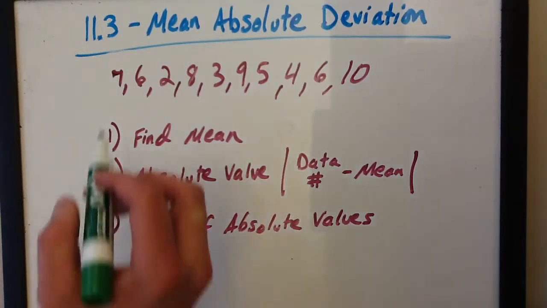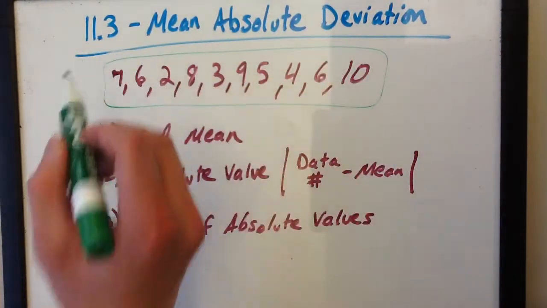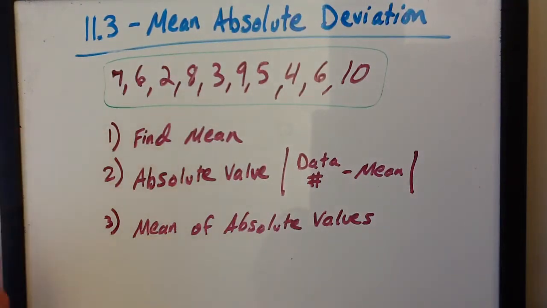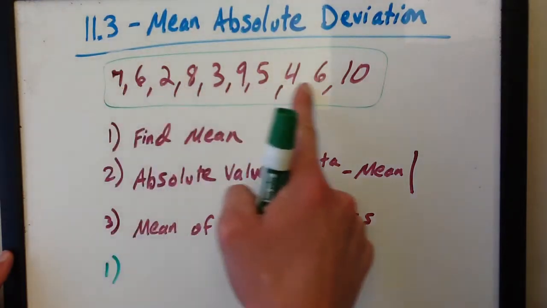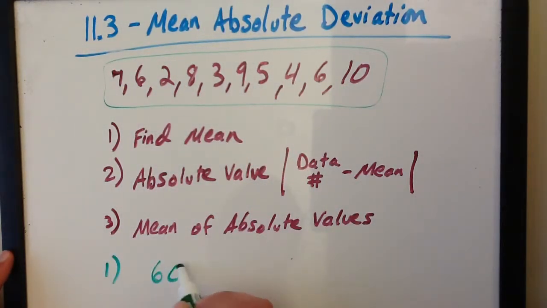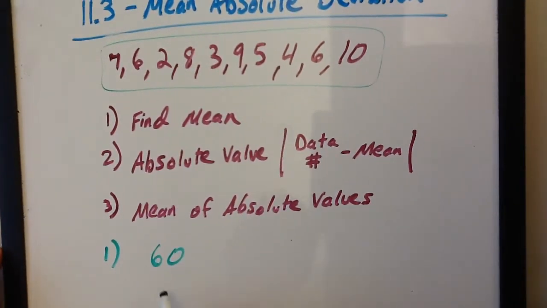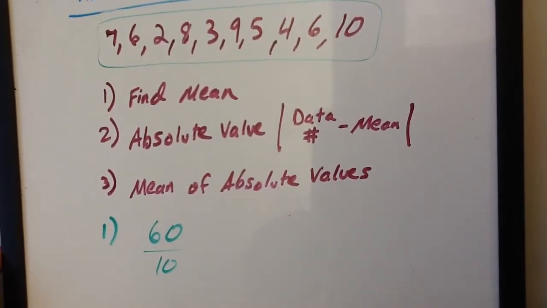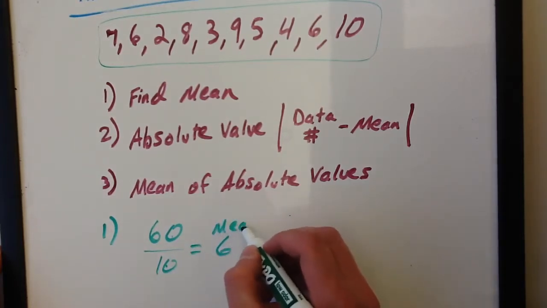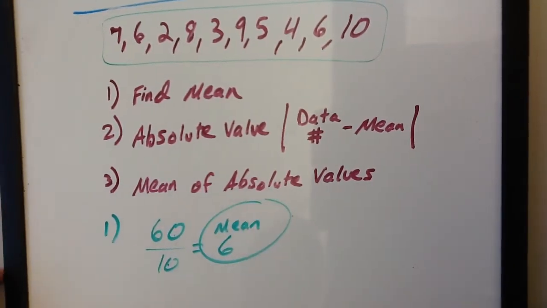So here's our data set, these numbers in our data set. Let's find the mean first. To find the mean or the average, we add up all of these numbers. If you add up all of those numbers, you'll come up with 60. Then of course we divide by the number of numbers, which there are 10 numbers in the data set, so 60 divided by 10 is 6. So the mean of the data set is 6.